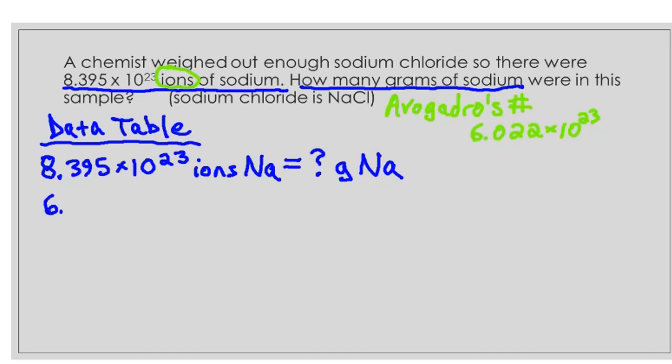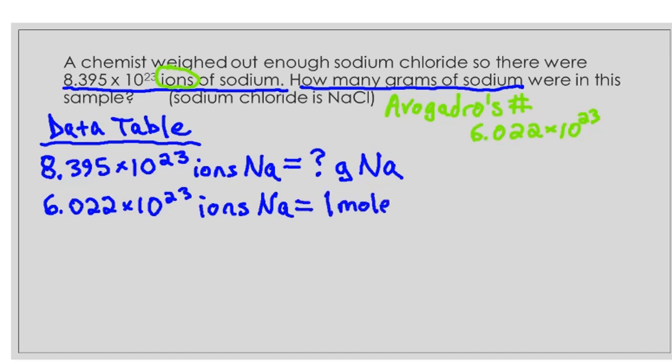So 6.022 times 10 to the 23 ions of sodium is going to equal 1 mole of sodium. So you might be saying at this point, but we're talking about sodium chloride. It says sodium chloride, right? And sodium chloride is NaCl, so where does the NaCl come in? Well, that's just extra information that's getting put into this problem that you don't need to worry about.